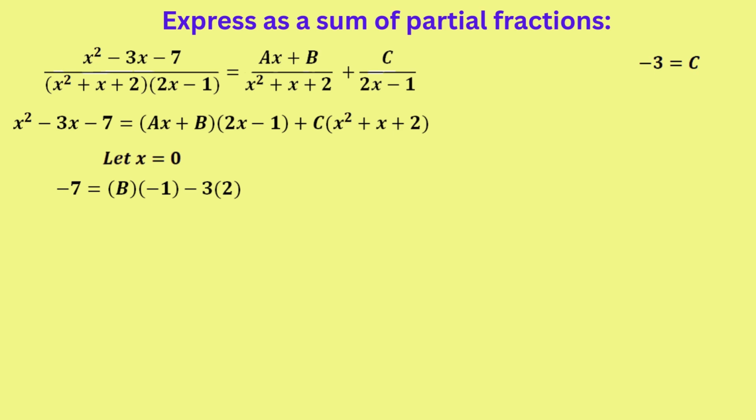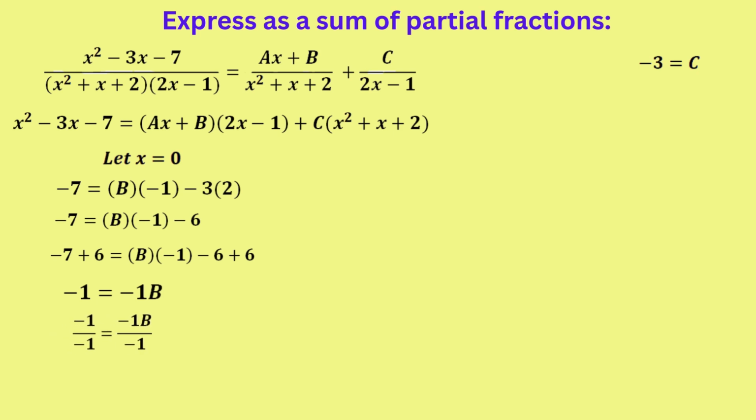On the right, a times 0 is 0. Also, 2 times 0 is 0. So we get b times minus 1. Recall that the value of c is minus 3, and inside the bracket will simplify to just 2. So now we have negative 7 equal minus b minus 6. Add 6 to both sides, and we get minus 1 equal minus b. Divide both sides by minus 1 and get b equals 1.